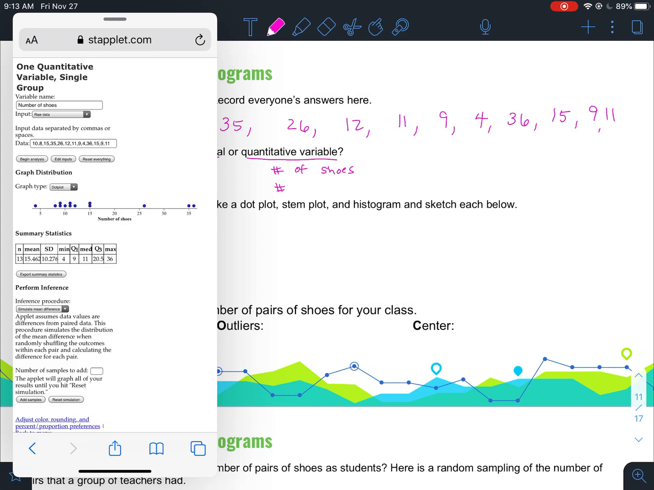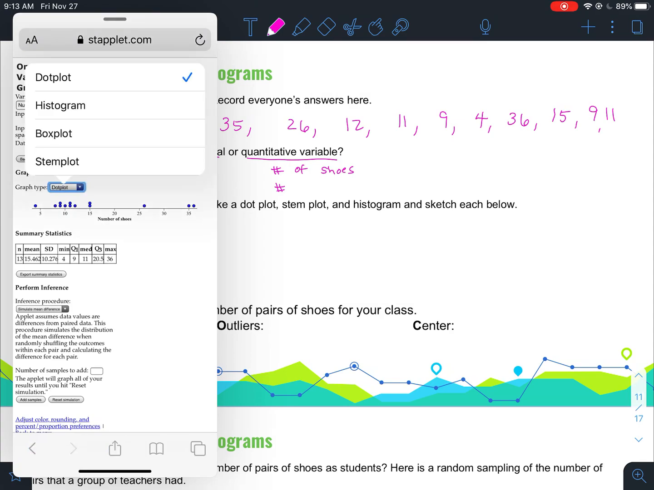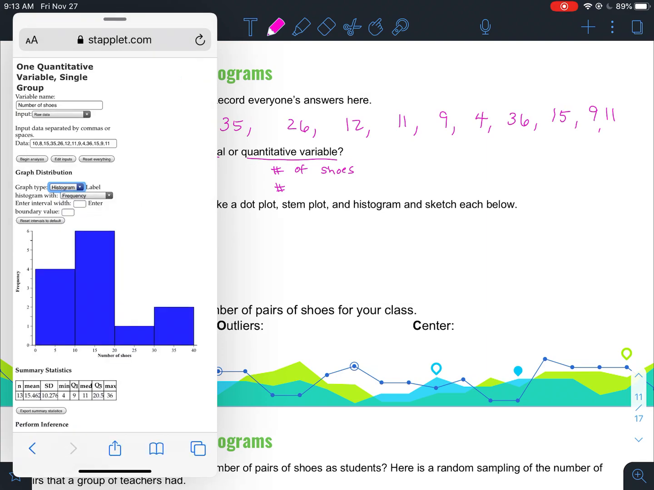And notice it gives me, right off the bat, a dot plot. So the number of shoes and then in dot form. So how many people had 4 pairs of shoes, 1, or 10 pairs of shoes, 1, or 11 pairs of shoes looks like 2, or 15 pairs of shoes looks like 2. So that would be a dot plot. And notice you can change what type of graph you want.